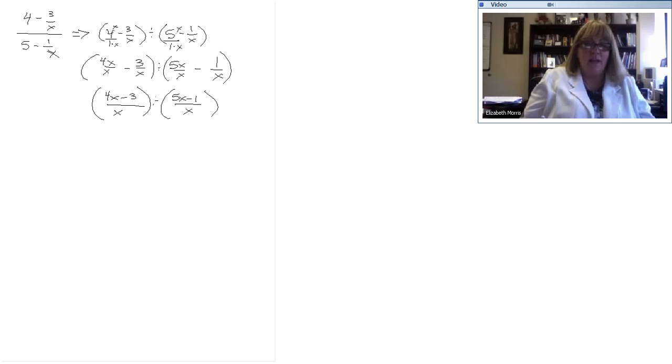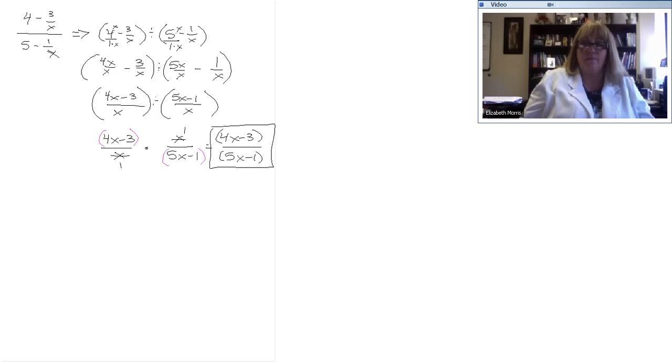All right, now I have a fraction divided by a fraction. So I can flip and multiply. Remember, though, I have things that are being added or subtracted, so unless I have something exactly the same, I cannot reduce them. But I can reduce the x's, so I am left with 4x minus 3 over 5x minus 1. Okay?